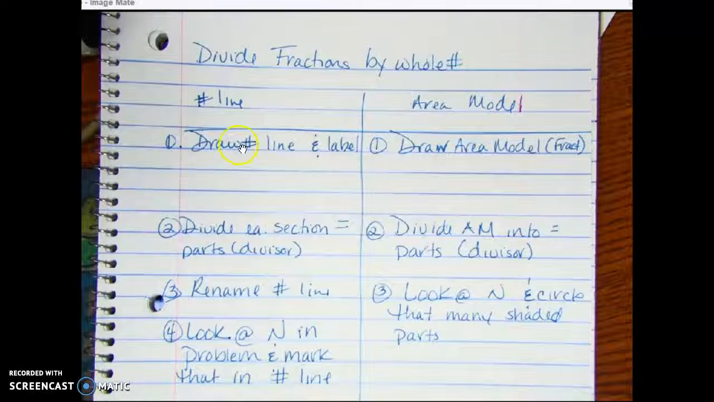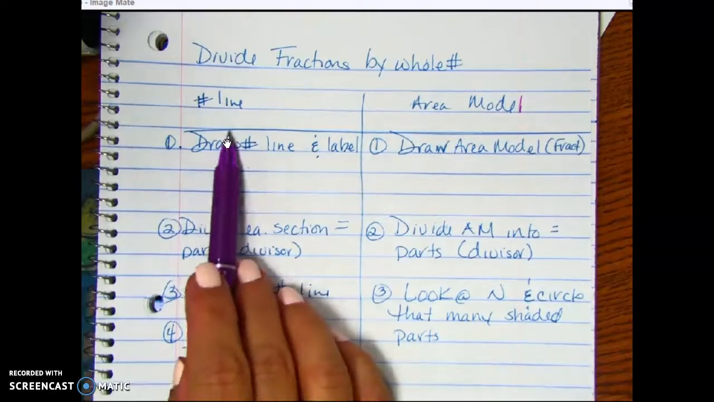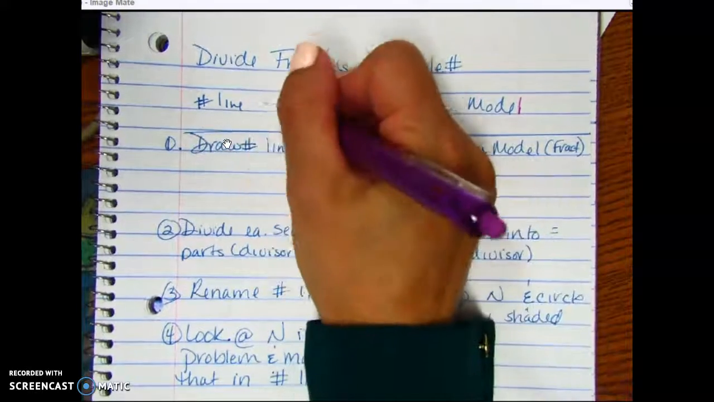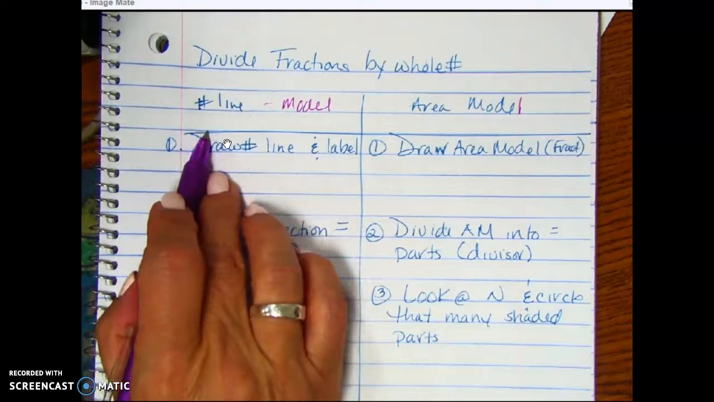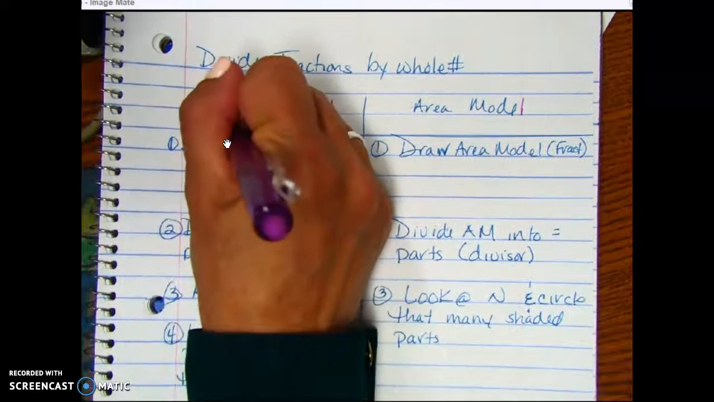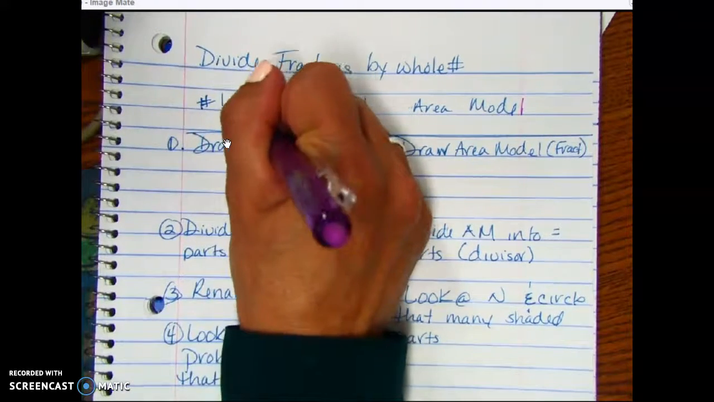We learned how to divide fractions by a whole number. We did it 3 different methods, and 2 of them are using a model. The first model is using a number line. So we are going to divide 1/2 by 2.